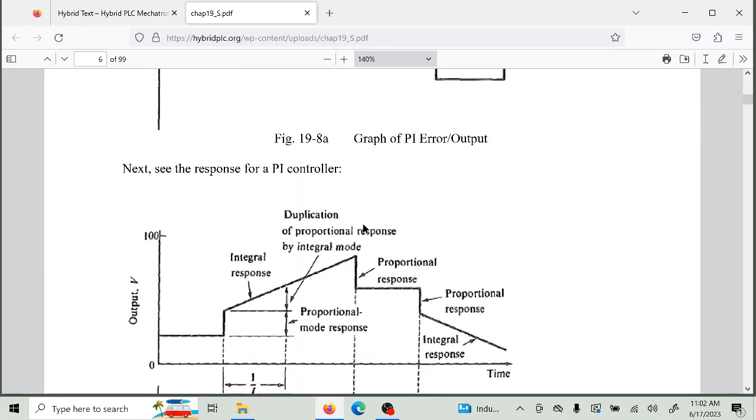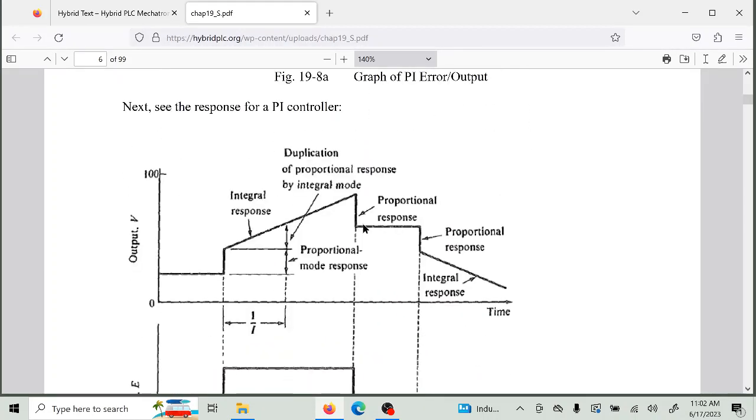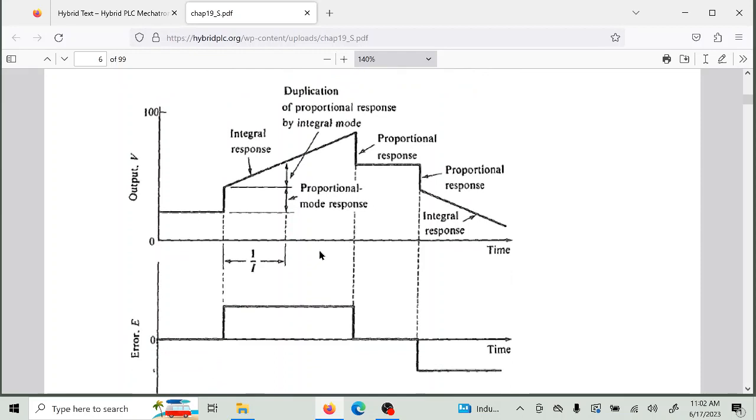We're going to go down through here and look at what is actually going on. Okay, so this is the one we want to look at right here. Error is 0. The output is floating along at some variable. We don't know what that number is, but it's just kind of holding its own. Now, at this point in time, the error jumps up. This part here is jumping up because of the proportional mode. This part here is jumping up because of the integral.